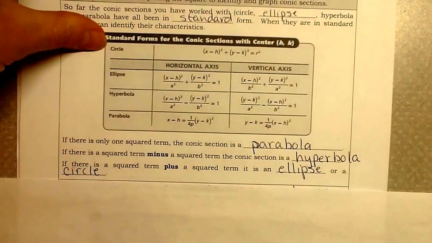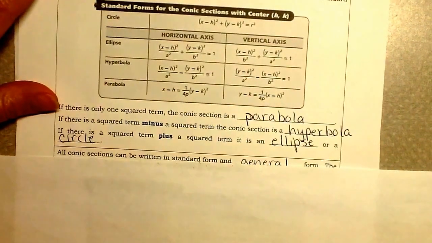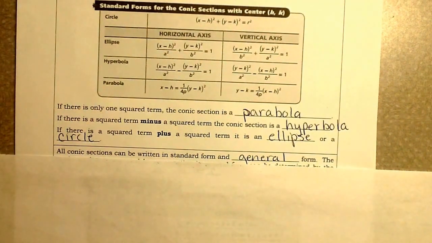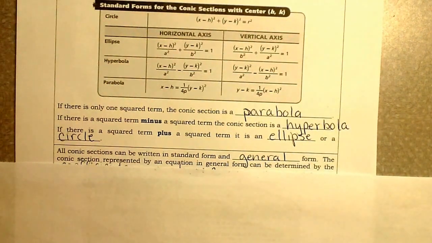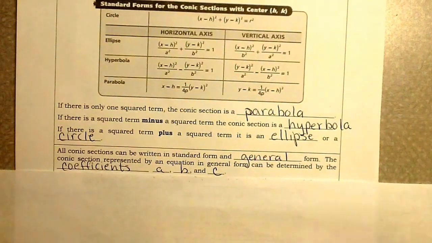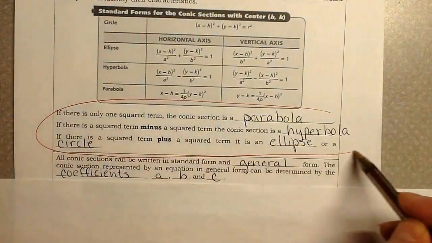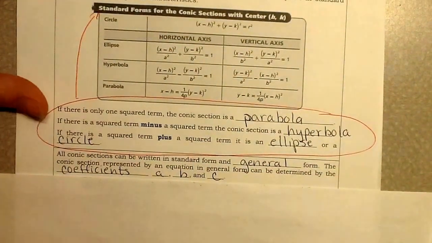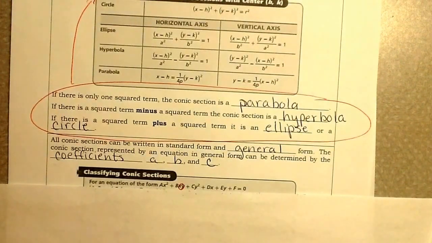Okay, so this is standard form. Now, we're going to look at conic sections that can be written in general form, and you're going to have to be able to identify what the conic section is. The conic section represented by a general equation can be determined by the coefficients A, B, C. So, this right here only applies to standard form. Now we're talking about general form, and general form looks like this. This is the general form for conic sections.